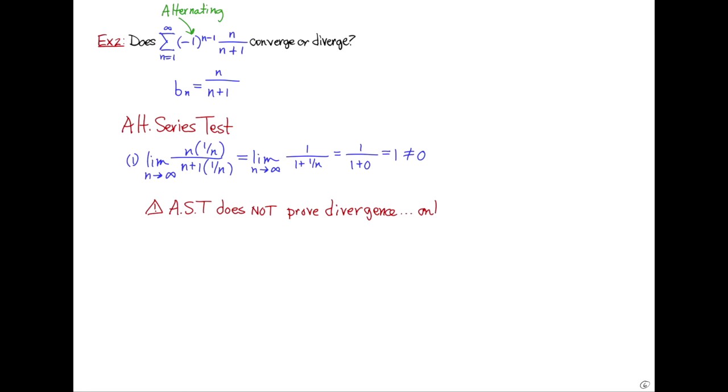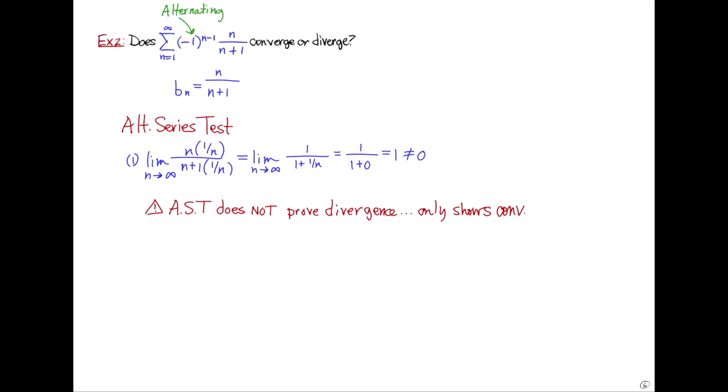It only shows us whether a series converges. That means if we haven't satisfied the hypotheses of the alternating series test, that series could converge or diverge. There's not enough information and we don't know. We need to find another test to tell us whether the series converges or diverges.